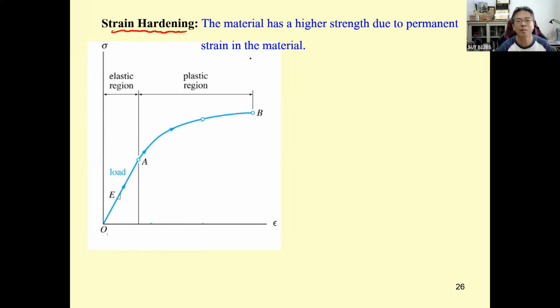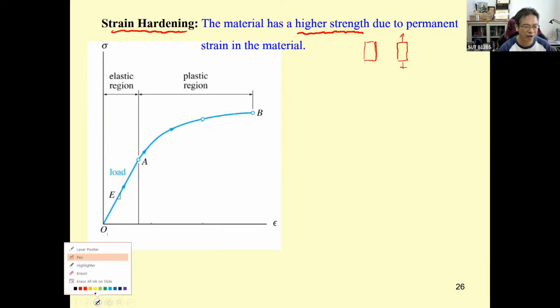So when the material has high stress, you pull it, and then when it has no stress, there is no deformation. When you pull it very small and you release it, it's going to return to its original length. This kind of behavior, we call it elastic.